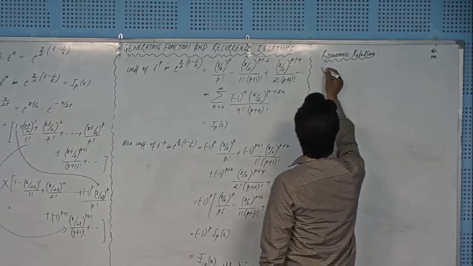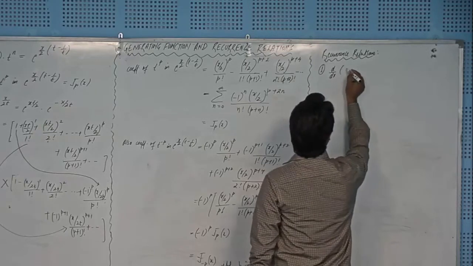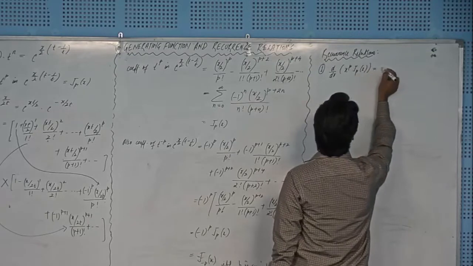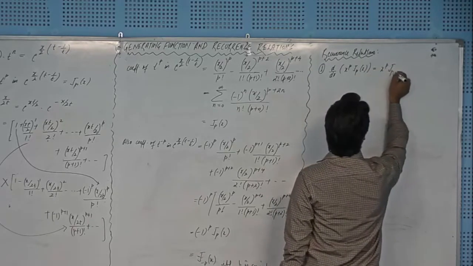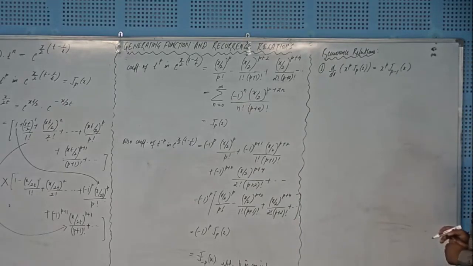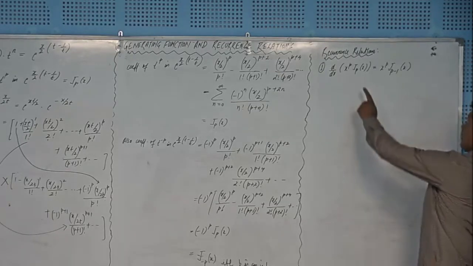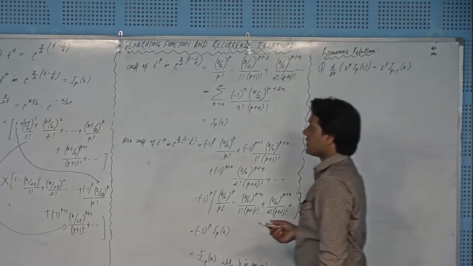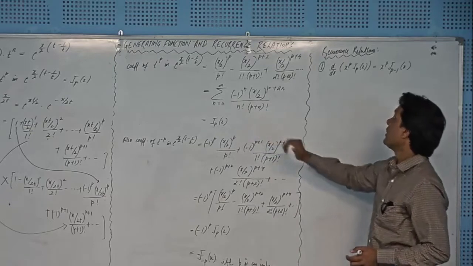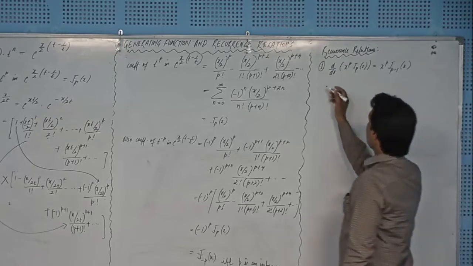The first is d by dx of x to the power p JPX is equal to x to the power p J of p minus 1 x, right? This is the first recurrence relation and we have to prove it. Okay, and to prove this I have to use the original formula of JPX. This is JPX. I will be using this formula, and we'll try to evaluate the left hand side, right?